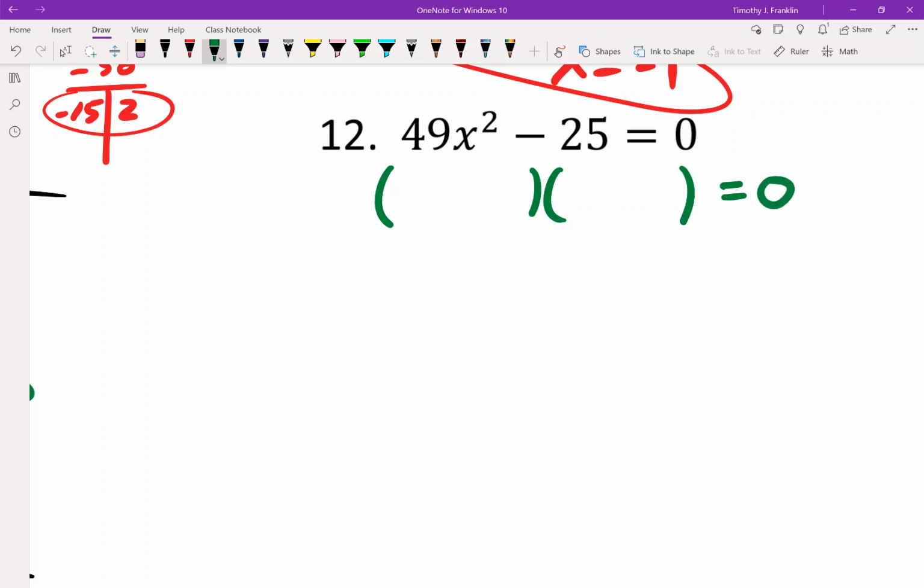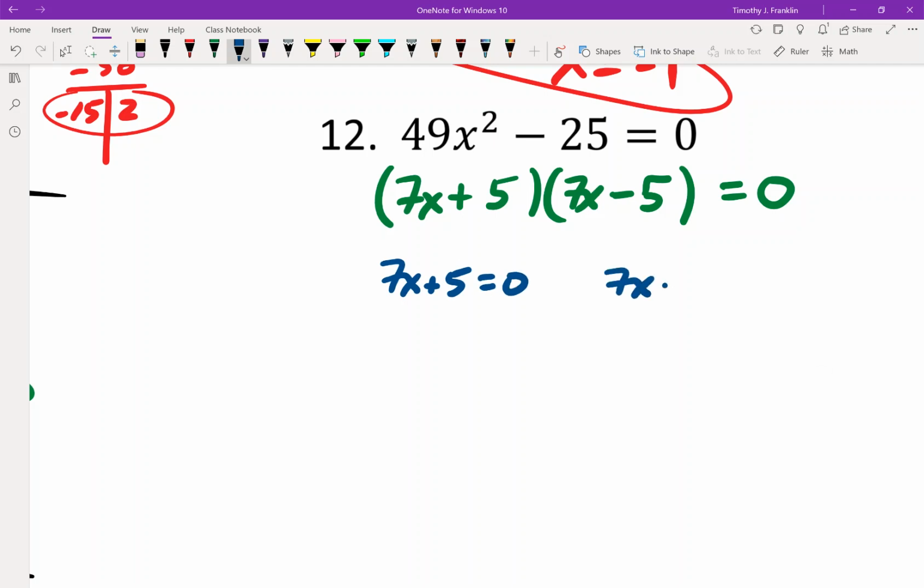Because the square root of 49x squared is 7x. The square root of 25 is 5. And then we just need plus and minus between them. And now we can solve. And when you have a difference of squares, typically, it might be always, I don't usually like to say always, but I think this is always, you'll have plus and minus the same number.